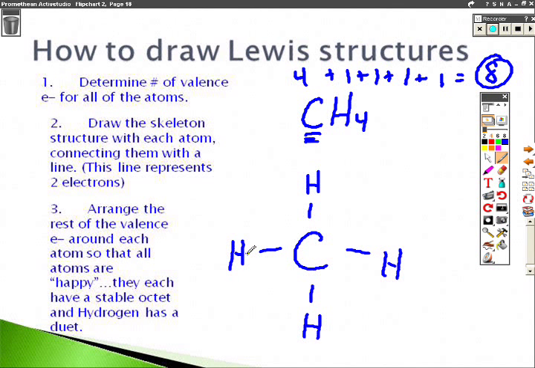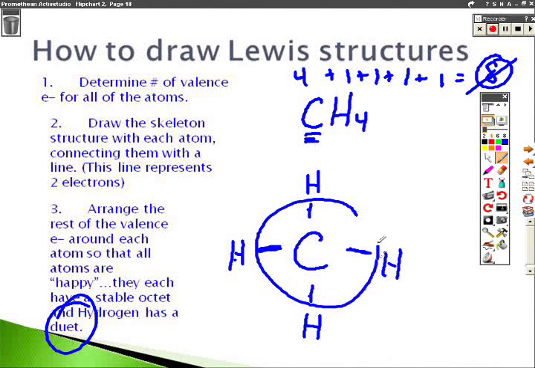Have I drawn all 8? Let's see. Each of these hydrogens is instantly happy, right? Because it has a duet. 2, 4, 6, 8. Well, that hydrogen's happy, that hydrogen's happy, that hydrogen's happy, and that hydrogen's happy. And look, this carbon's happy too. 2, 4, 6, 8. Stable. How about that?